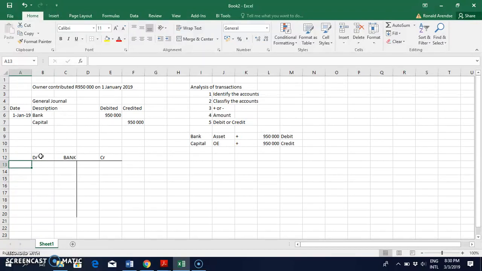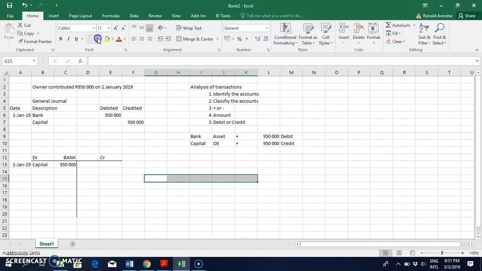So now we have to go. What date should we enter? 1st of January 2019. And we're saying that the bank account is increasing. Now this part over here, the description, says why the bank account is increasing. What is the reason? We're saying the bank account is increasing because the owner made a contribution, 950,000. We see that the bank is increasing because of capital.